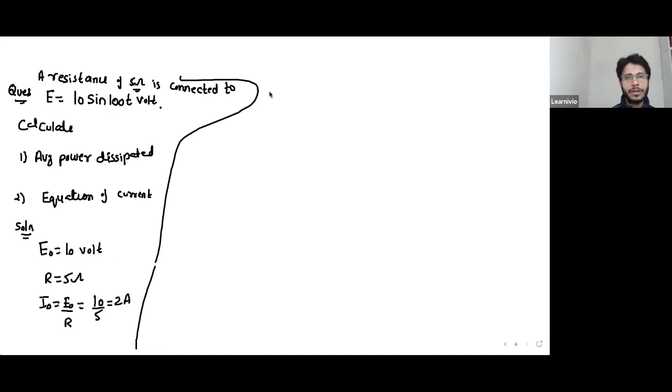So once you have I naught, you can calculate IRMS. IRMS is I naught by root 2. So that's basically 2 by root 2. Okay, Afroza, now you are correct. IRMS is root 2 ampere. Your ERMS is E naught by root 2, so that's 10 by root 2 volt.